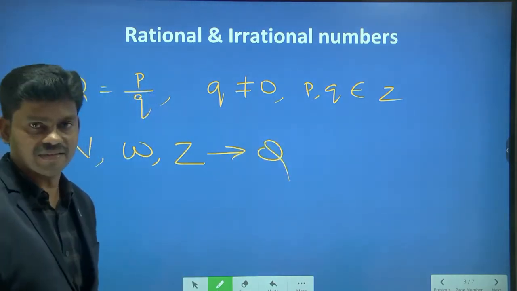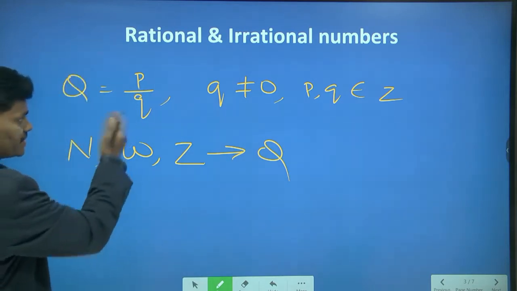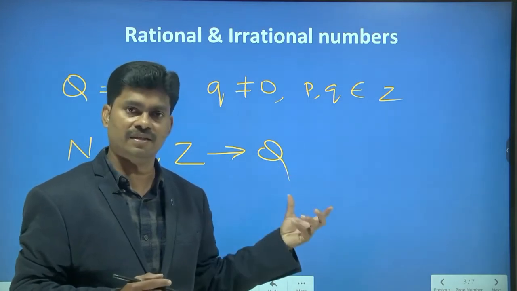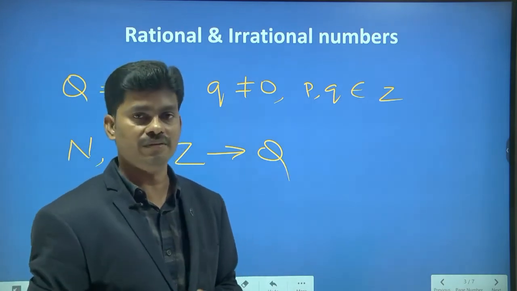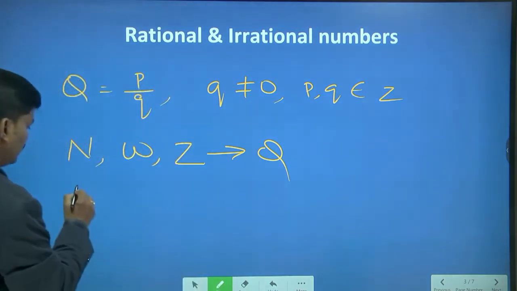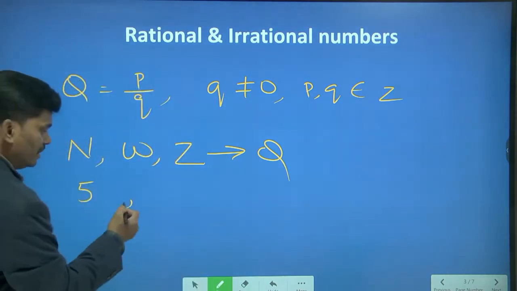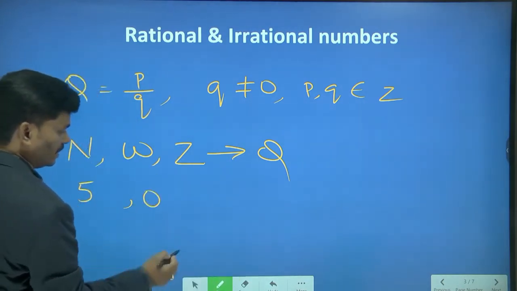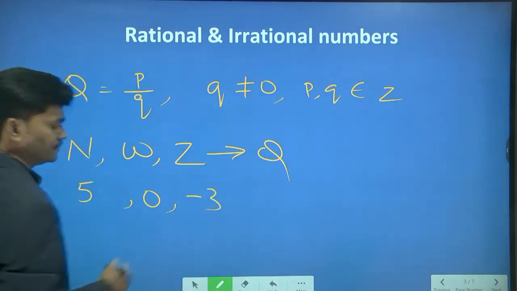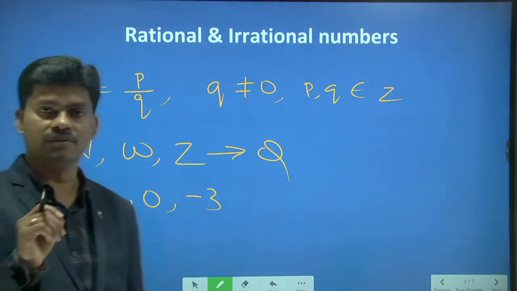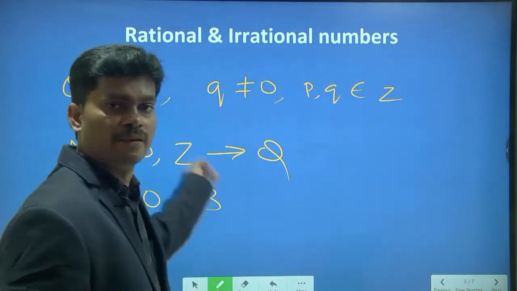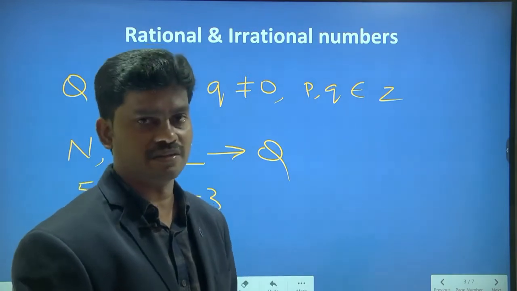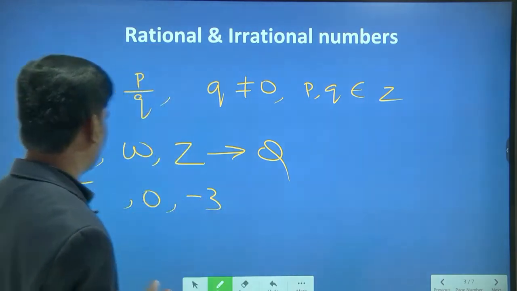How can we conclude this? Let me explain. As I said, a rational number should be in the form of a fraction, where numerator and denominator are such that the denominator is not equal to 0. I will take a natural number 5, a whole number 0, and an integer -3. I have to conclude that natural, whole and integer, all these three sets are also called rational.